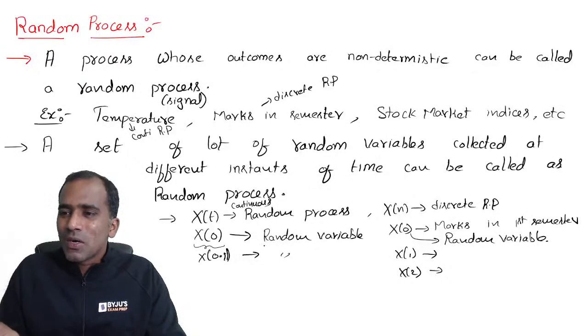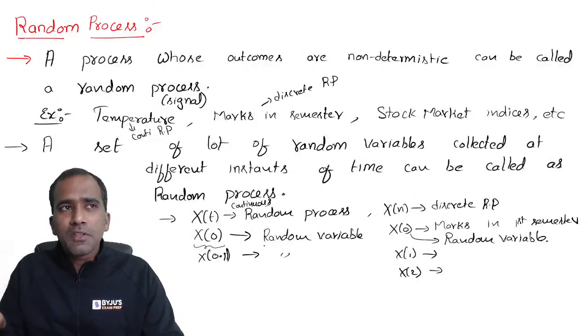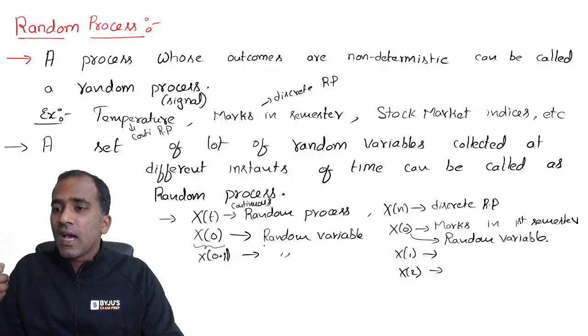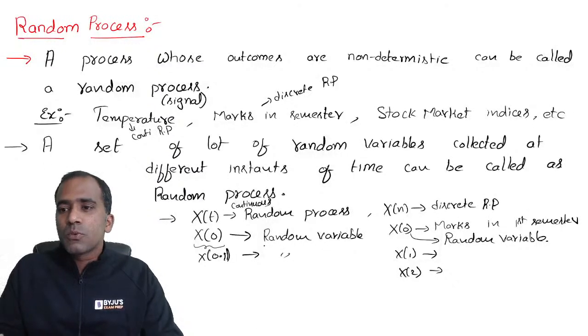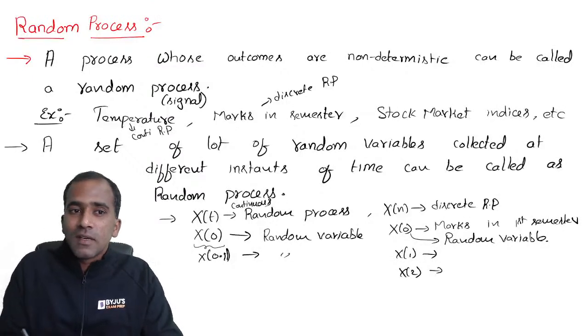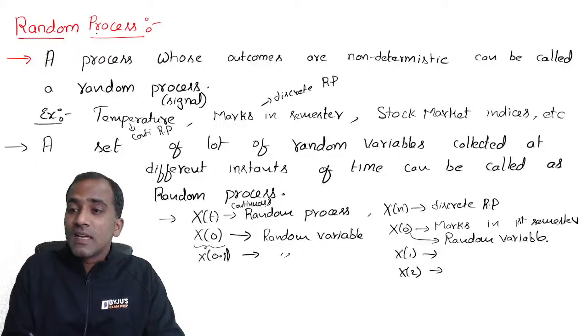Random process means what? Something which happens with time. If it is happening with time, at every point of time, how does it happen? If it happens in a non-deterministic manner, in an unpredictable manner, that is what we call a random process. Okay. And the opposite is a deterministic process. Opposite of a random process is a deterministic process or deterministic signal, something like this.